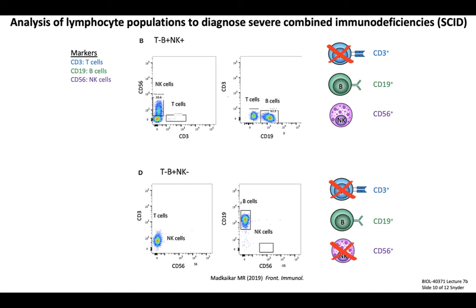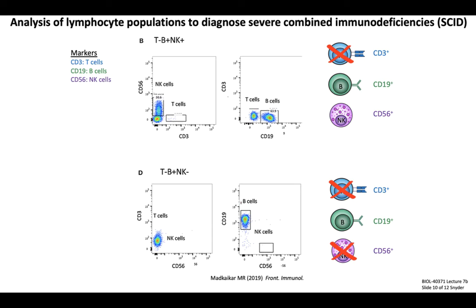So this patient would still have functional cytotoxic NK cells and partially functional humoral immunity through B cells. But due to the lack of T cells, the patient would lack cytotoxic T lymphocytes, as well as helper T cells, including T follicular helper T cells, that are required for affinity maturation and isotype switching of B cells. So this would be a purely T and B cell driven form of SCID.